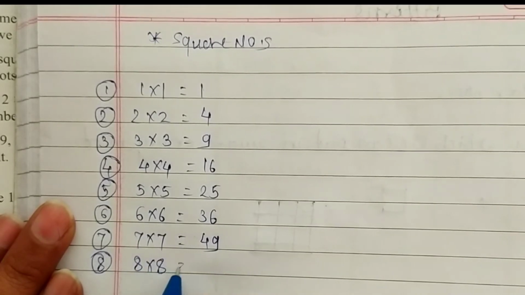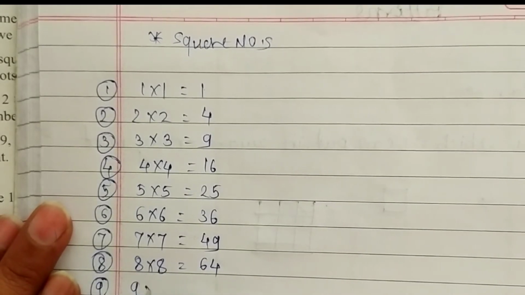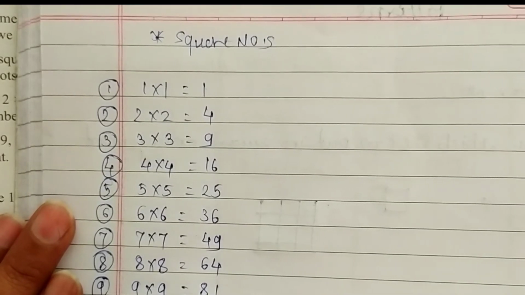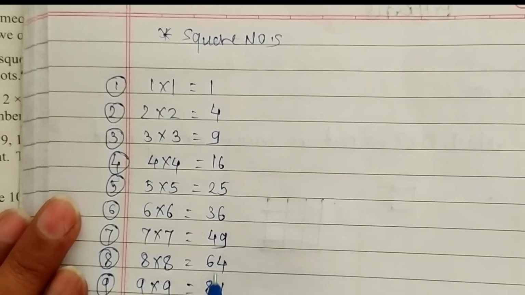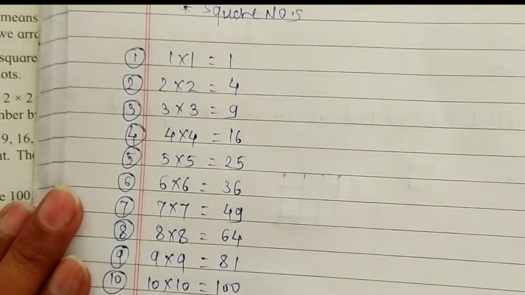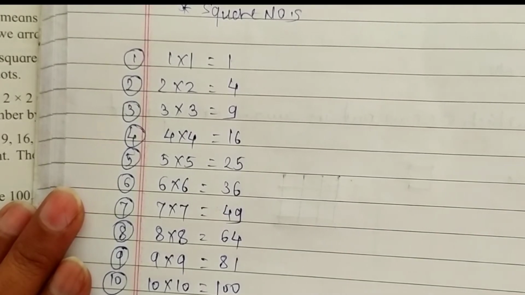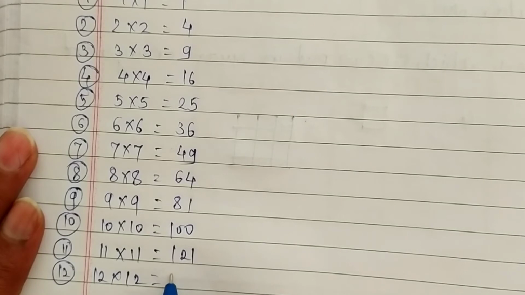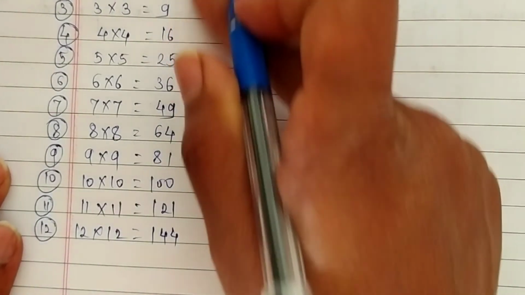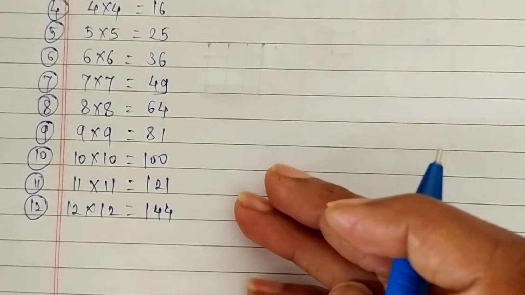8 multiplied by 8, it is 64. Then ninth one is 9 multiplied by 9, it is 81. And 10th one is 10 multiplied by 10, we can get 100. 11th one is 11 multiplied by 11, it is 121. 12th one is 12 multiplied by 12, it is 144. These numbers are called square numbers. In such way you can write a list of square numbers.